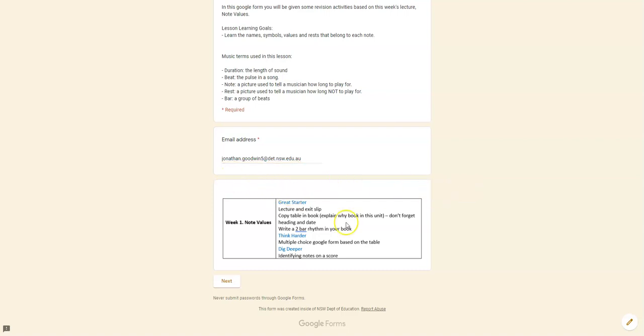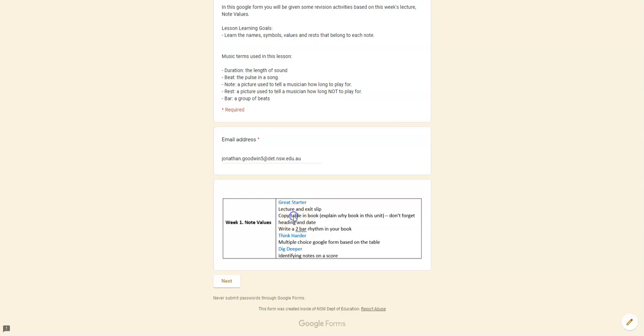The activities this week are put into about 3 levels. We start out with a great starter, and you should have done the watch the lecture by now and filled in the exit slip.